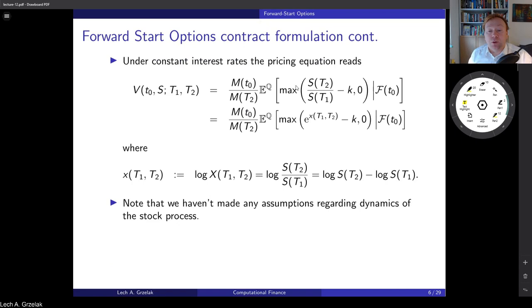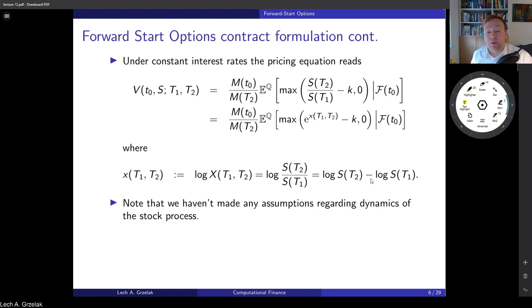What we can also do, we can reformulate it even further. We can say our ratio of two stocks is equal to exponent of x(t1, t2), and that simply would be just a logarithm of a ratio of two stocks, right? So you can really see that an exponent will cancel with the logarithm. So we end up with a logarithm here. It's x is essentially log of S(t2)/S(t1), and it's the difference of two stocks.